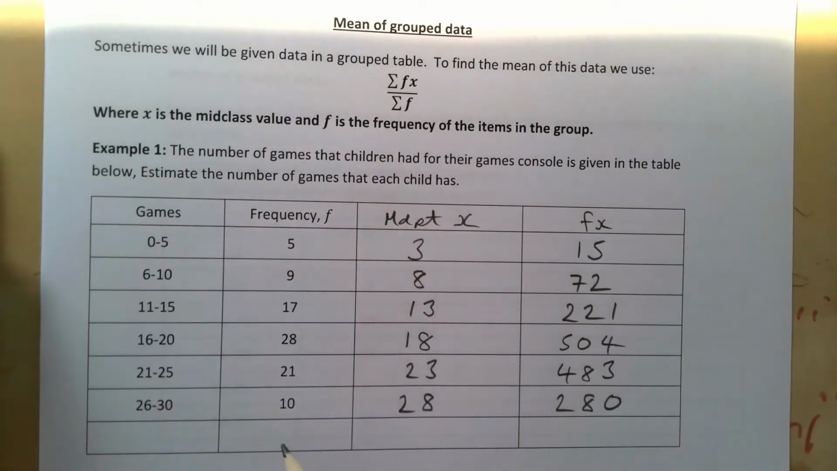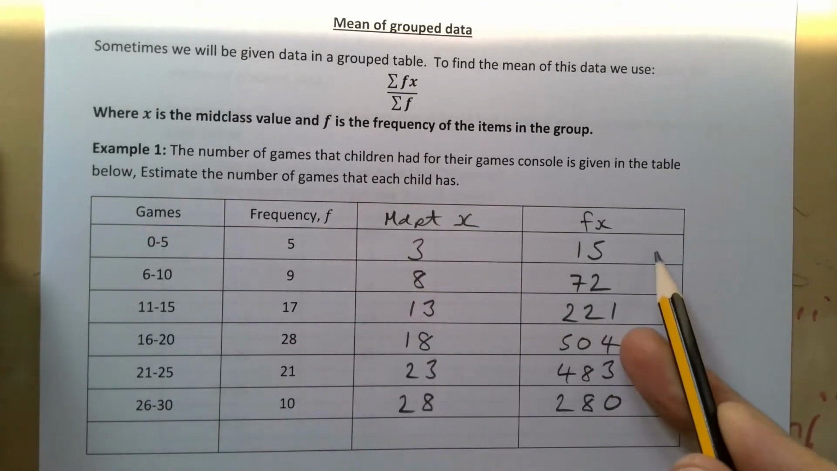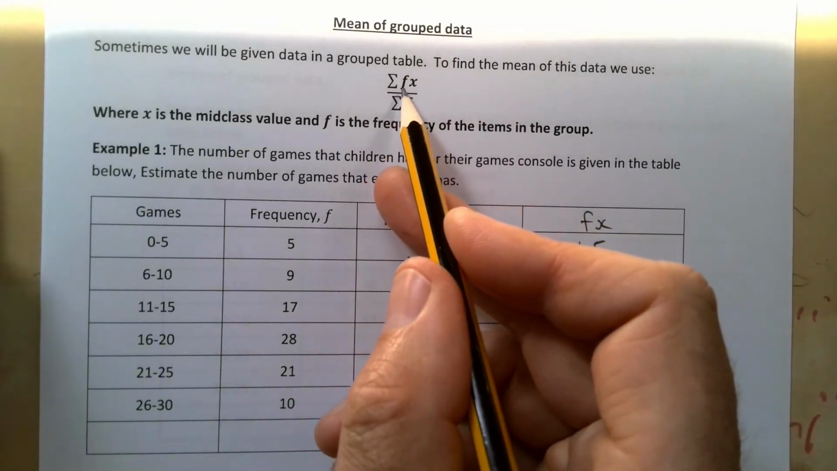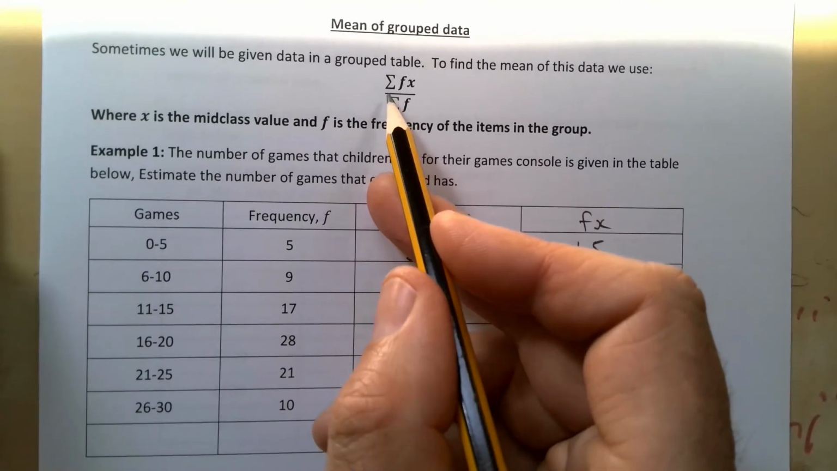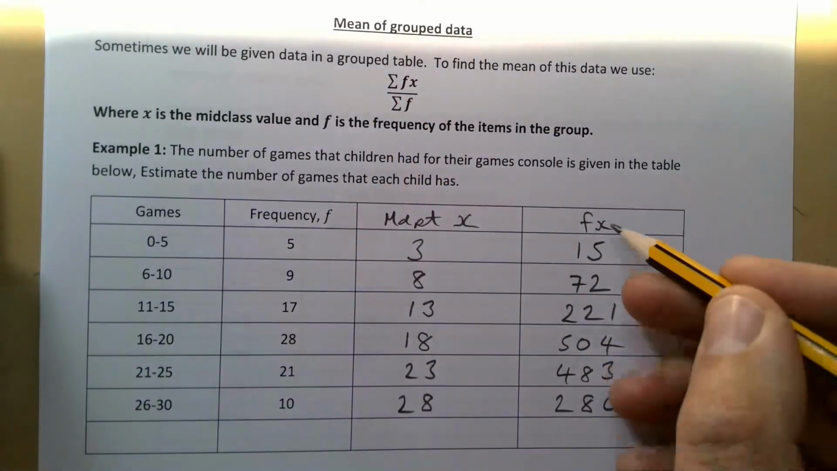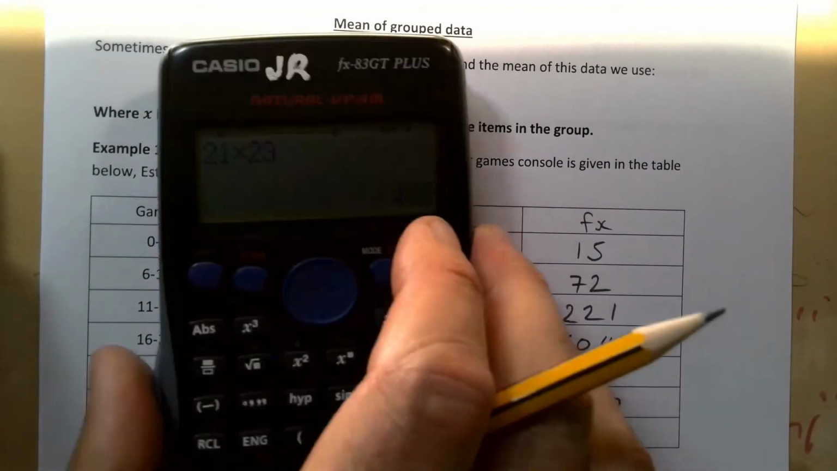Okay, so what have I done? I find the midpoint, and then we've multiplied these three. The mean of group data is sigma fx. Sigma, I don't know if you remember from last year, but sigma is a wee fancy word that means the sum of. So the sum of all the fx's. So we need to sum this one up here. So let's do that.